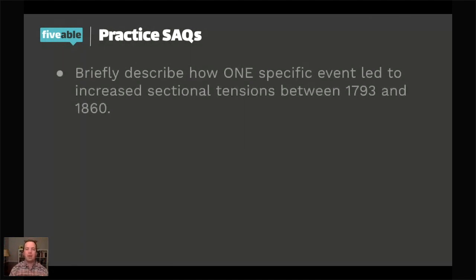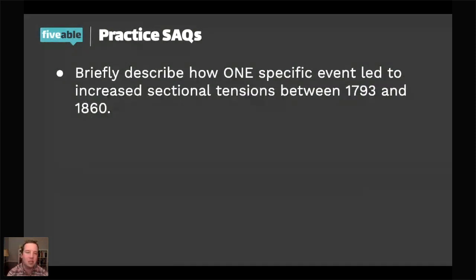Otherwise, let's head into some practice short answer questions. We're almost out of time for this evening, so I'll just give you a couple of these. These should be helpful for you as you study to make sure you have some of the big overarching themes. First one, briefly describe how one specific event led to increased sectional tensions between 1793 and 1860.